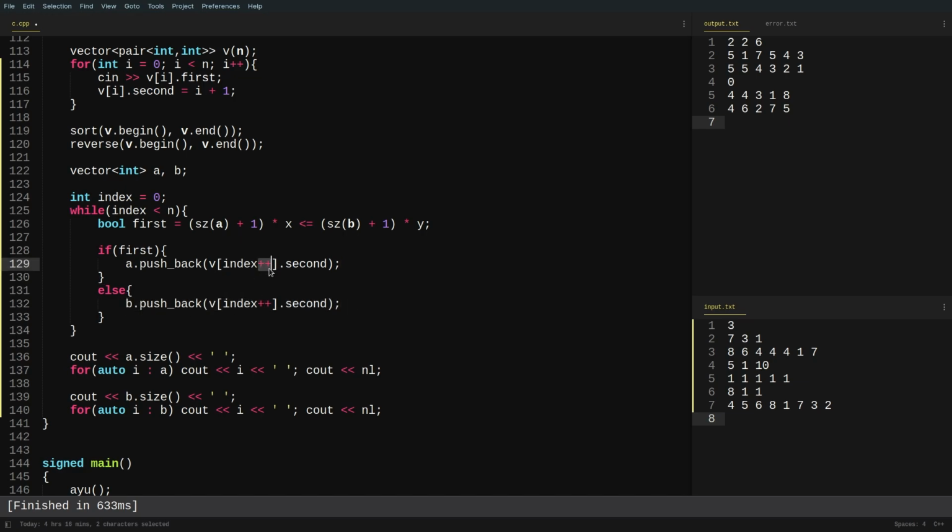And while pushing, I just do index plus plus so that I don't have to increase it later on, right? So this is post increment. Now after all of this is done, I can just print the size of the vector a and just print the whole vector, and then print the size of vector b and just print the whole vector.